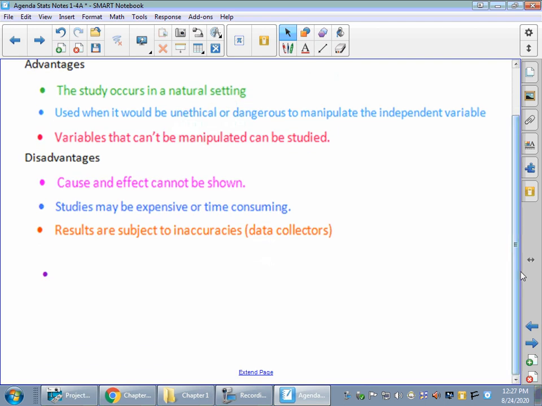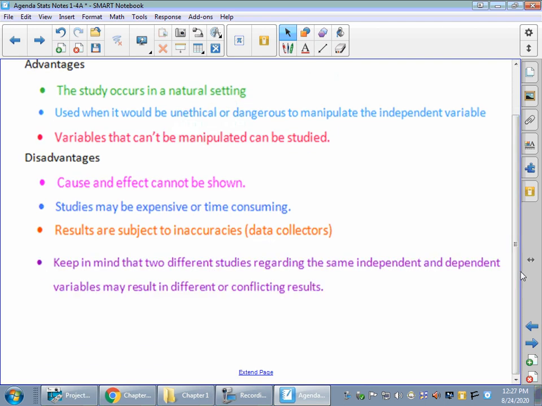And just a little thing, you can feel free to paraphrase this. Two different studies could be done with the same dependent and independent variables, and we may get different or even conflicting results. Again, cause and effect, inaccuracies, samples, all those things can affect results. So, keep that in mind.